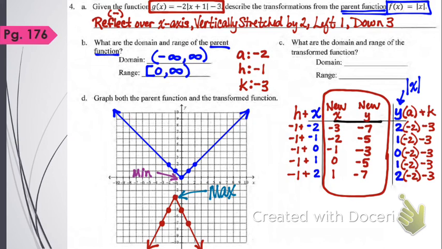Last thing we need to do is domain and range for our transformed function. What are we allowed to choose for x? Infinity. Yes, anything we want to. So -infinity to +infinity. And then the range: it's negative infinity, because it doesn't have a lowest, it points down, but then we want to end with the highest. What's the highest this graph ever goes? -3. The highest it ever goes is -3.